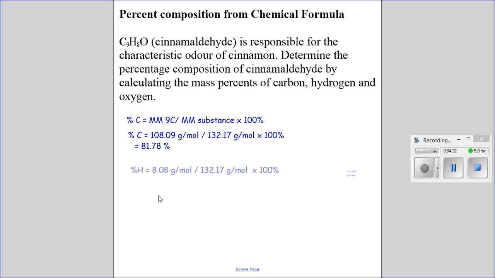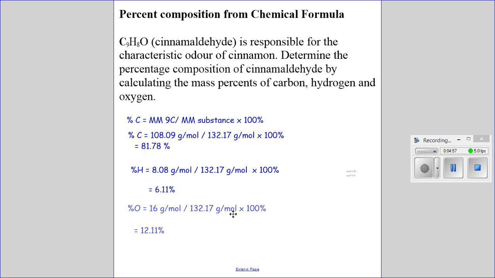We then do the same thing for hydrogen: 1.01 grams per mole times 8 gives 8.80 grams. That's the mass from hydrogen. Divide by the molar mass of our whole substance times 100, and we get a percentage of 6.11%. So 6.11% of the mass of any sample of this cinnamon compound will be from hydrogen.